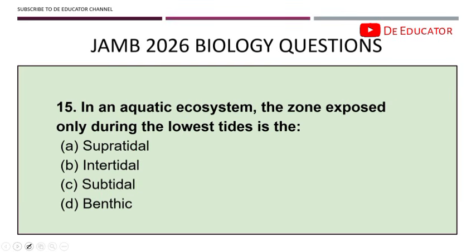15. In an aquatic ecosystem, the zone exposed only during the lowest tides is known as the intertidal zone. Please take note of that. The intertidal zone is the aquatic ecosystem that is exposed only during lowest tides.